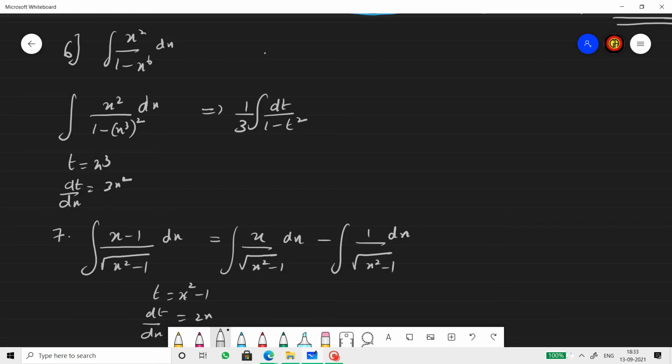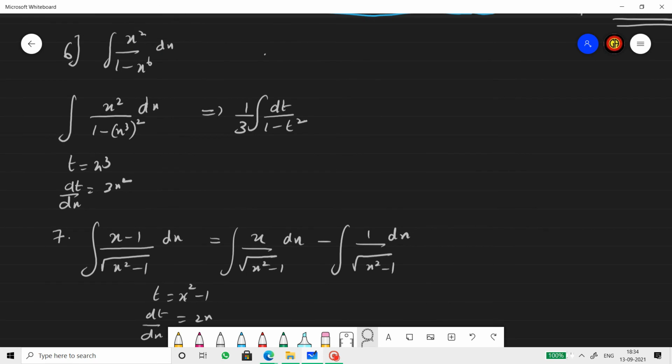So here is question number 6. Integrate x square by 1 minus x power 6. So what is the problem? The x square is the problematic term. I should be having 1 there only, then I can use the formula. So do something so that I can get rid of this x square. X power 6 can be written as x cube the whole square.